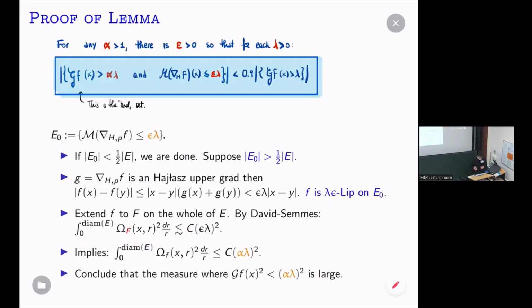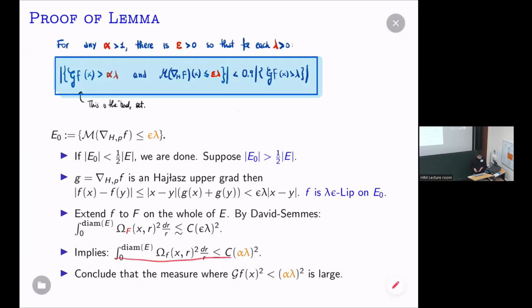So now f. Oh, sorry, I forgot to say what capital F is. Capital F is. No, I said it. I think capital F is the extension of f on the whole E. Okay, so now Lipschitz extension. Yes. And so now we transfer these good estimates that we have from capital F to f. Okay, so then we obtain this.